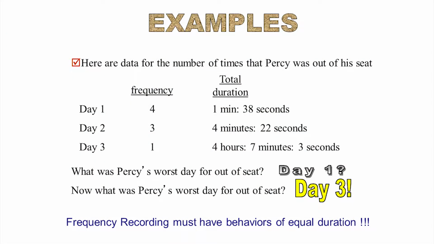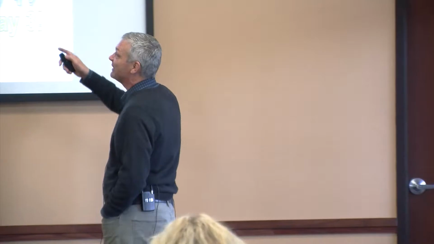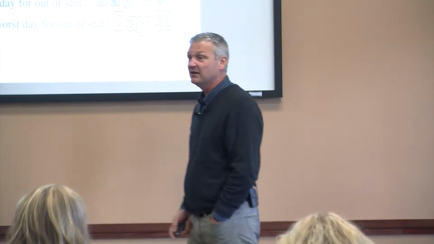Tell you what though, let's look at how long he was out of his seat. Day 1, total of 1 minute 38 seconds. Day 2, a total of 4 minutes 22 seconds. Day 3, only out 1 time, but it lasted 4 hours, 7 minutes, and 3 seconds. Which day was the worst day for Percy? It depends on what you're looking at. But if you're looking at out of seat being a problem, you're probably worried about how much time he's out of seat. And the frequency doesn't give you a good index because the duration is variable.